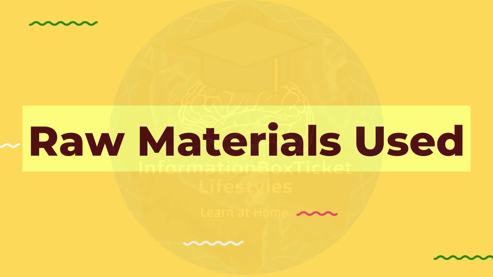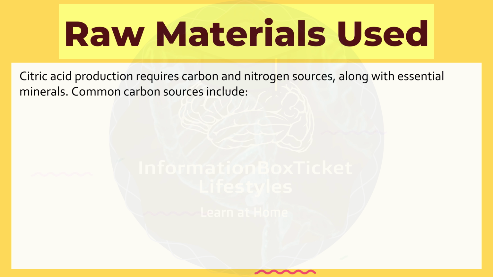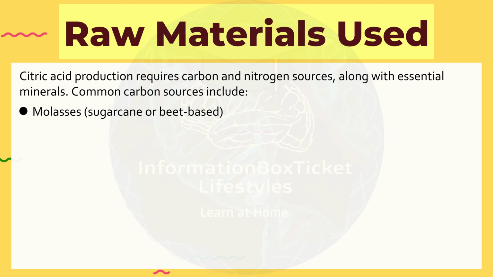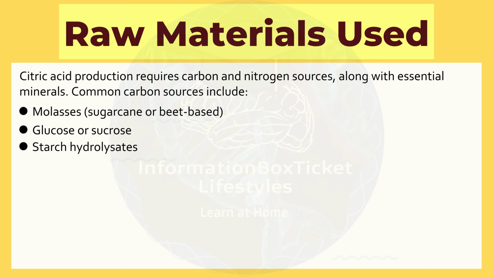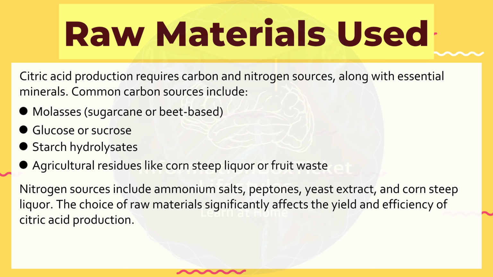Raw materials used in citric acid fermentation. Citric acid production requires carbon and nitrogen sources, along with essential minerals. Common carbon sources include molasses, sugarcane or beet-based, glucose or sucrose, starch hydrolysates, and agricultural residues like corn steep liquor or fruit waste. Nitrogen sources include ammonium salts, peptones, yeast extract, and corn steep liquor. The choice of raw materials significantly affects the yield and efficiency of citric acid production.